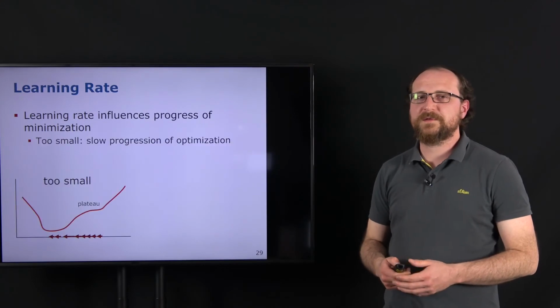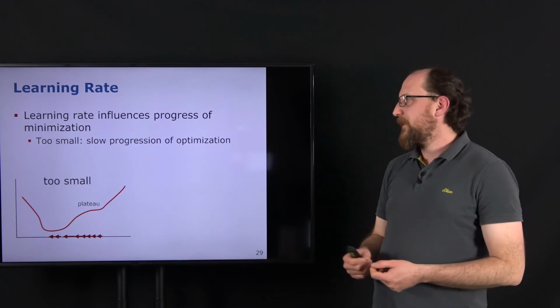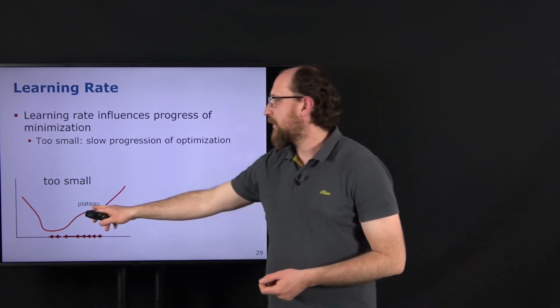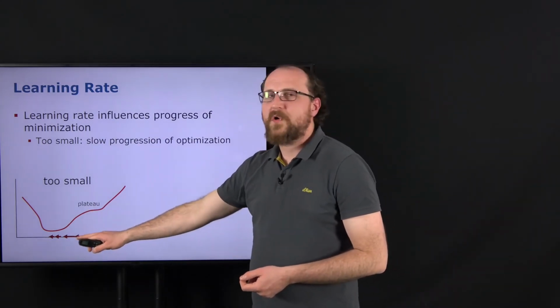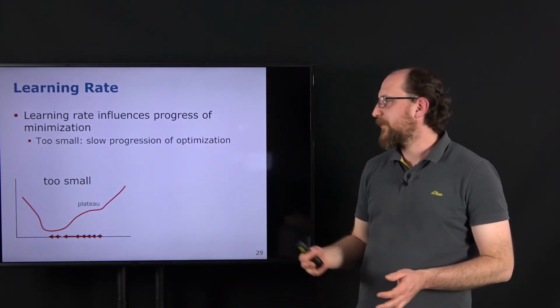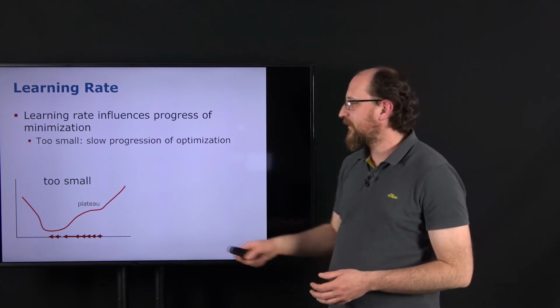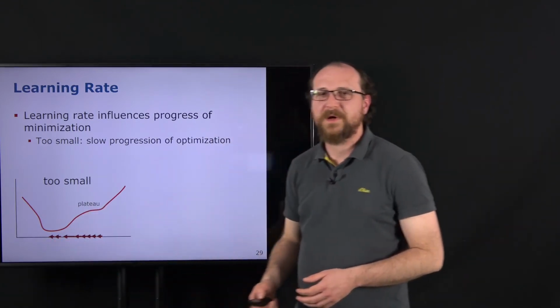And the thing is, when we choose the learning rate too small, then we will, for instance, here in this plateau, make only small increments to our theta value, so that we do not reach the minimum as fast as we might want to.